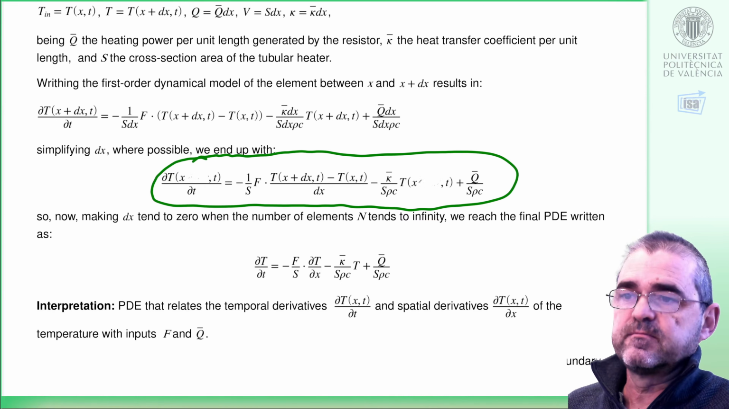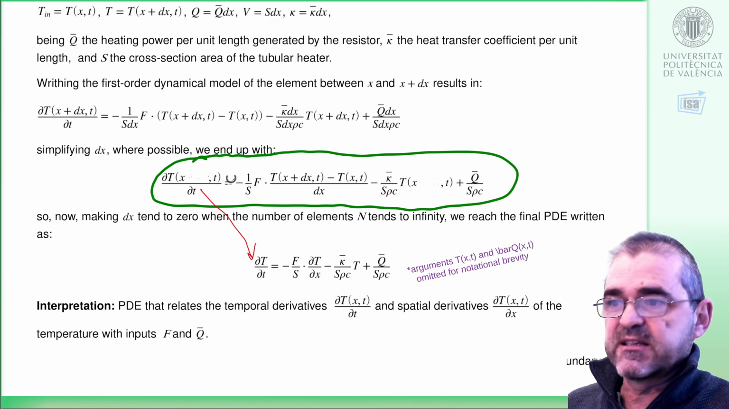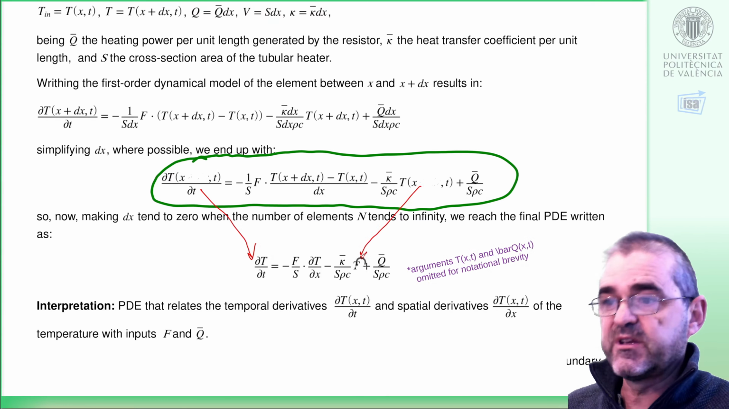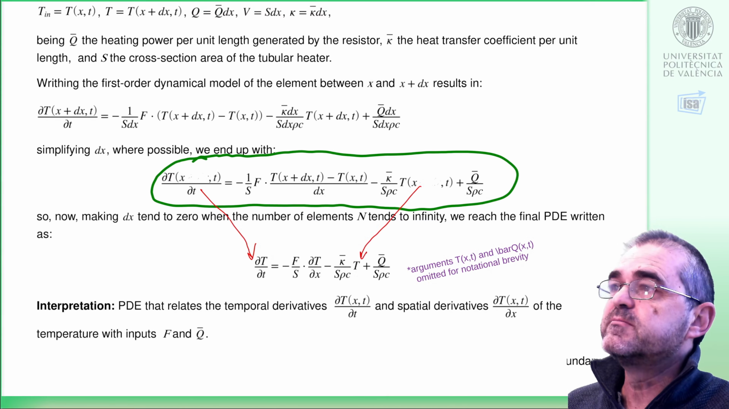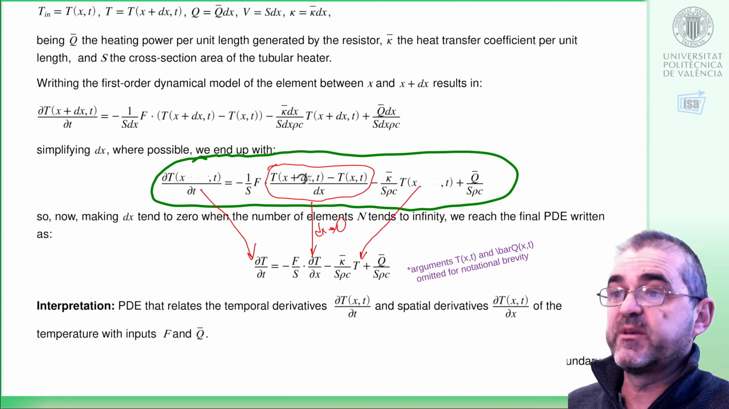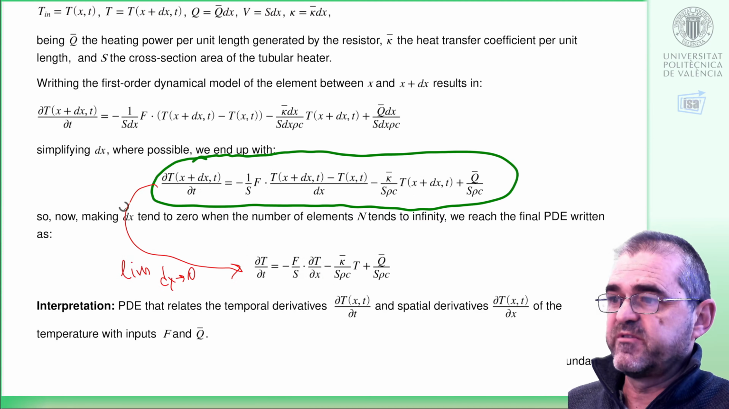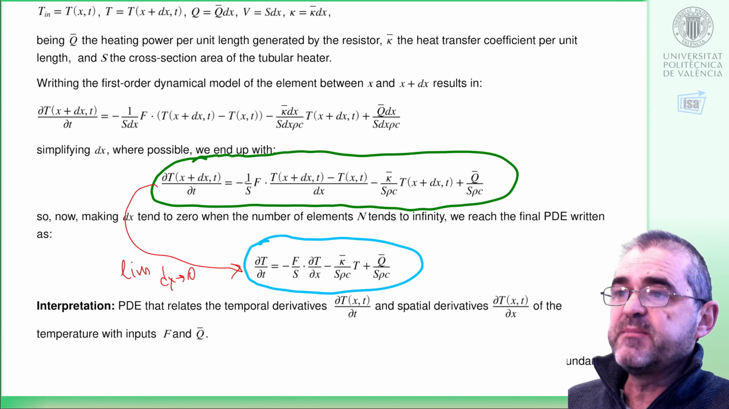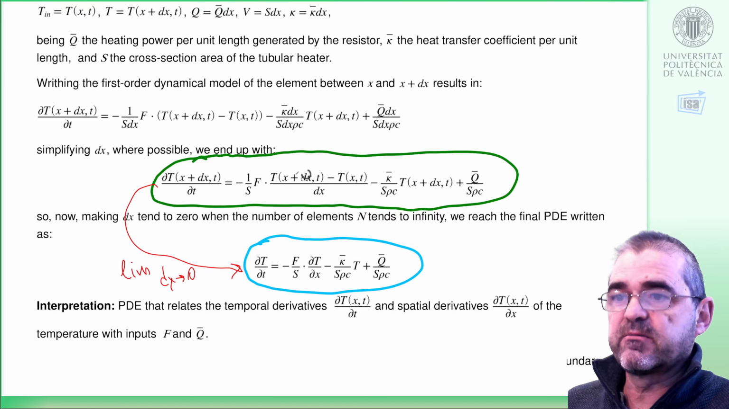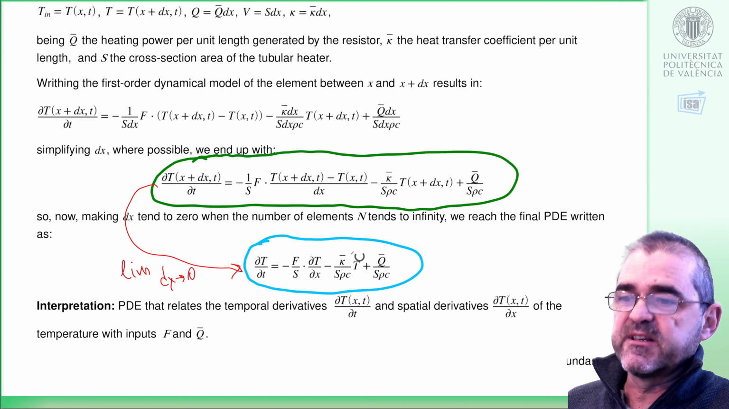This temperature over there will also tend to this when dx tends to 0. When arguments are x, t, we just omit them, putting that notation there. And now, when dx tends to 0, this thing is the partial derivative with respect to the first argument, with respect to the position. This is it. So we finish by saying that the limit of this green surrounded equation when dx tends to 0 is this partial differential equation. So we have finished our modeling phase.